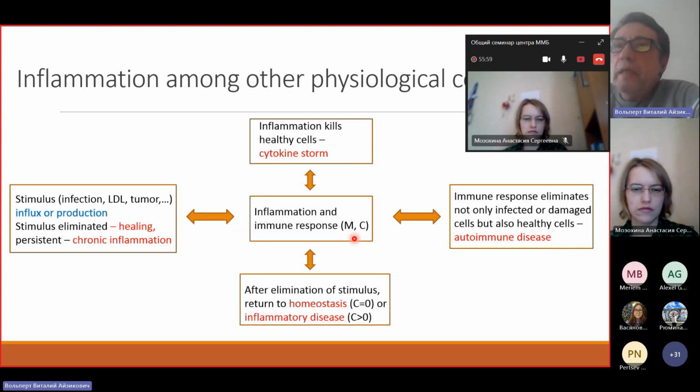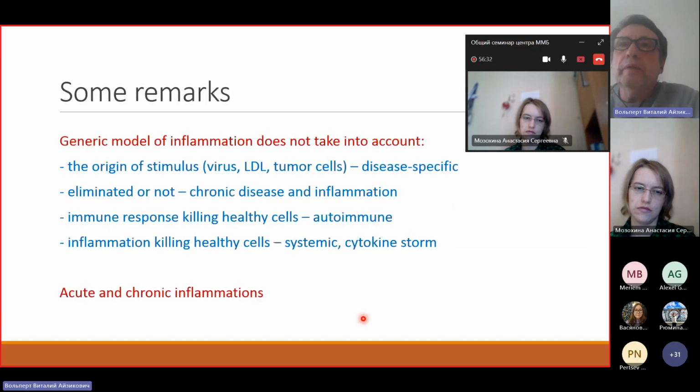Okay, so now we can complete our scheme here with this rectangle at the bottom. After elimination of the stimulus, we can either return to homeostasis with zero concentration of inflammatory cytokines, or go to some inflammatory diseases if this concentration of inflammatory cytokines is positive, and both of them are possible, as we saw in this generic model of inflammation. So this scheme is now almost complete, and some remarks: the generic model of inflammation does not take into account several important things.